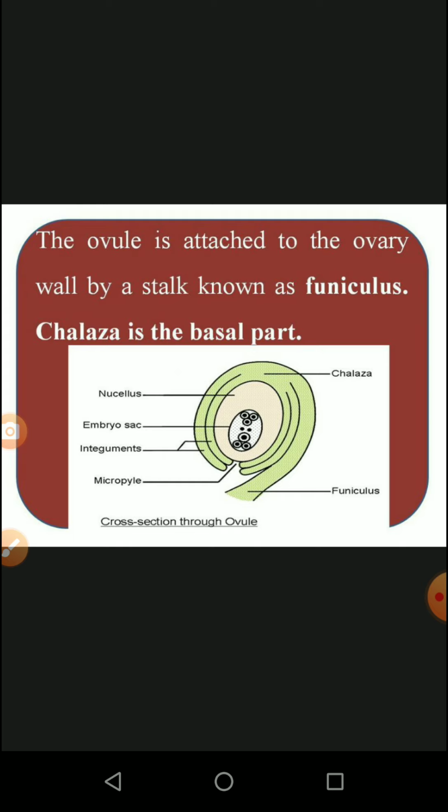Book back long answer. The ovule is attached in the ovary wall by the stalk known as the funiculus. It is the basal region which is attached in the flower. Then chalaza is the basal part. The attachment between the thalamus and the flower is called the chalaza, and it is the basal part of the flower.